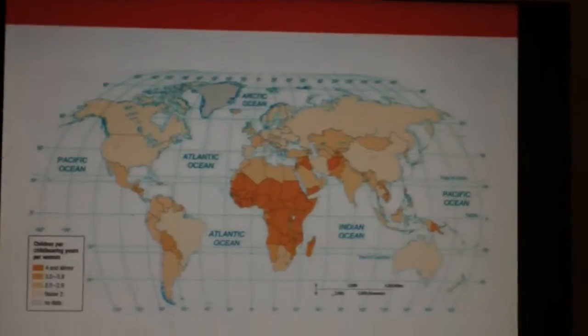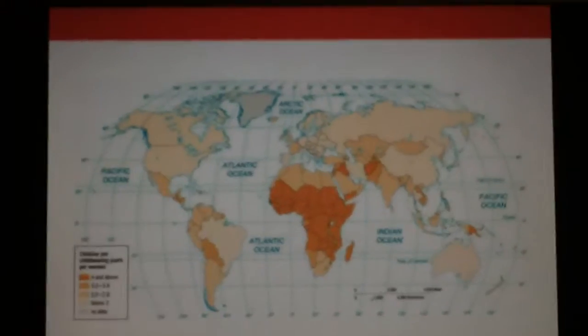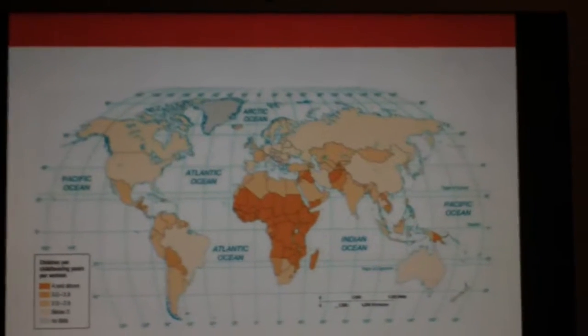Okay, and then this is children per childbearing years per woman.